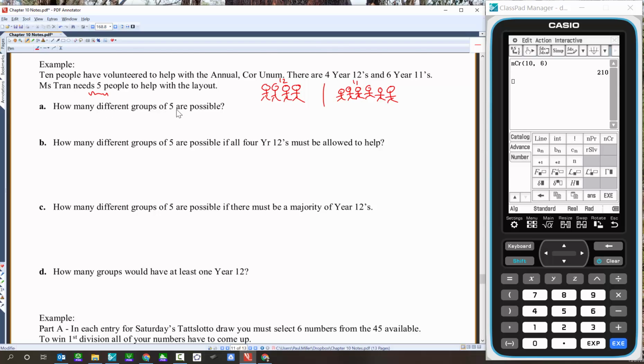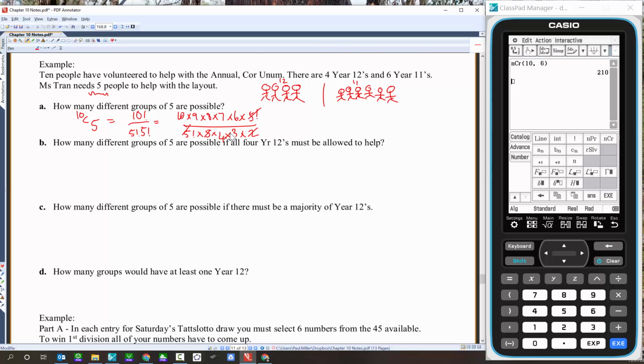Now, how many different groups of 5 are possible? There's no restrictions at the moment, so from 10 people, I need to choose 5, so that's 10C5. Let's go 10 factorial over 5 factorial, 5 factorial. 10 times 9 times 8 times 7 times 6 times 5 factorial over 5 factorial times 5 times 4 times 3 times 2.